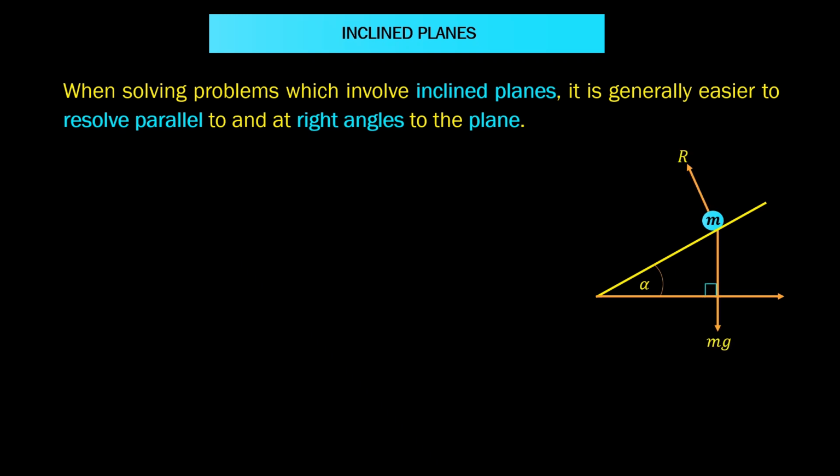Taking a look at this diagram, we have a particle m on a raised slope at an angle alpha. We have the reactionary force and the weight shown on the diagram. Let's now take a look at some notation related to this.